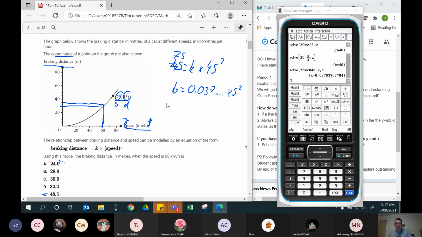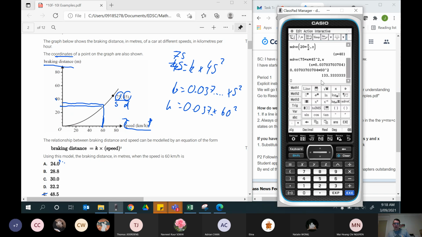The speed is here, so I want to know what the braking distance is. So I'm going to go 0.037 times 60 squared. Now we don't round off in this answer, so I'm literally going to take this answer here and hit times 60 squared, and hit execute. And no, because it's done solve, I can't do that. So I'm going to just delete that. I should have done that. Just click and drag that.